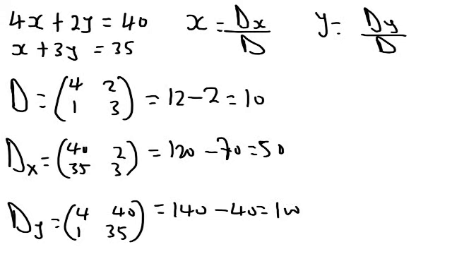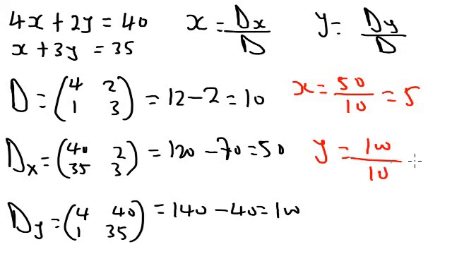So therefore, at the end of the day, the value of x will be equal to 50 divided by 10, which is 5, and y will be equal to 100 divided by 10, which is 10. And these are the values of x and y respectively. You can see how fast and easy this process is. And that is the basic idea behind Cramer's rule of solving a system of equations.